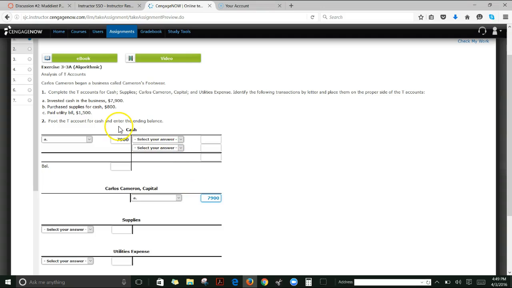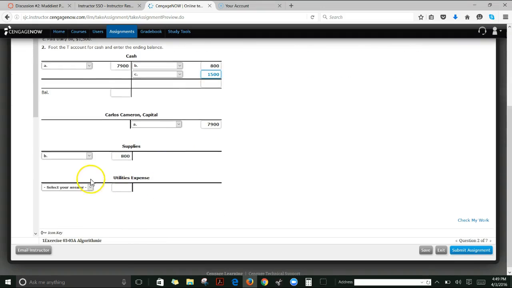The next thing you've done is purchased supplies for cash. In other words, you've paid cash for supplies. So in that case, you're going to decrease your cash. So in transaction B, I've decreased cash 800 and I have to credit cash to decrease it, but I have $800 more supplies. And the last one, I paid a utility bill, $1,500. Again, paid cash for utilities, so I'm going to decrease my cash by $1,500. And I'm going to increase my utilities by that same amount, $1,500.